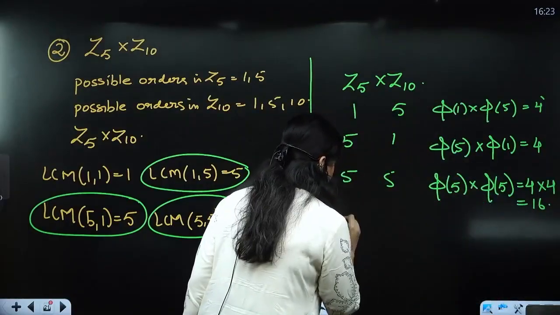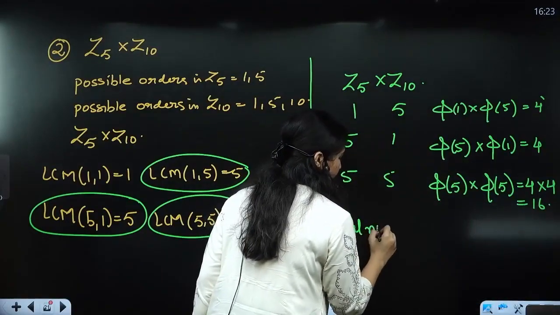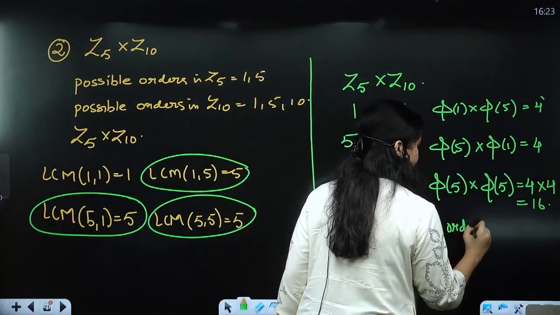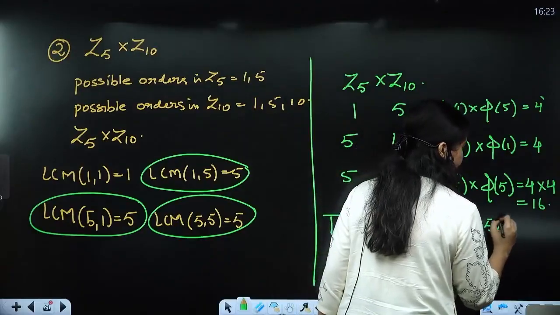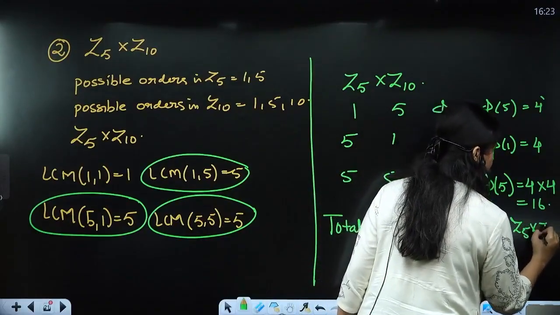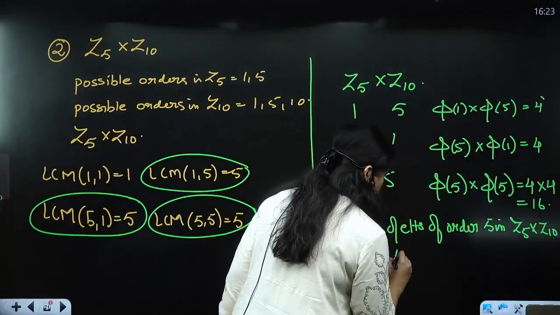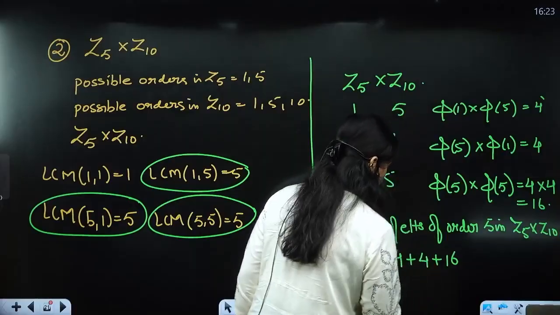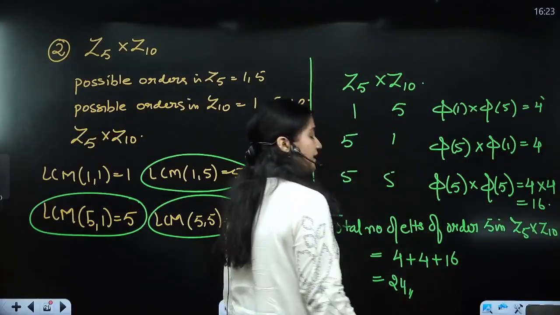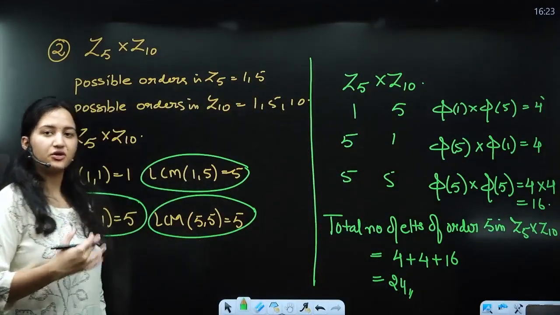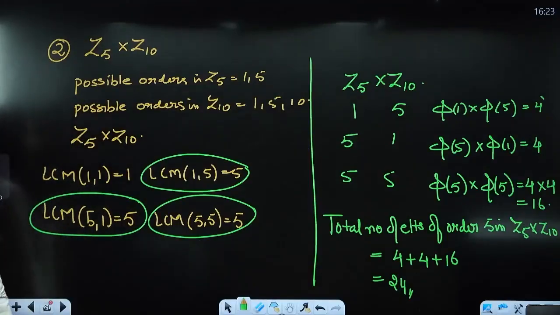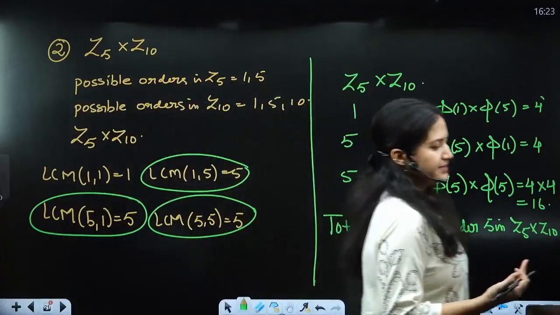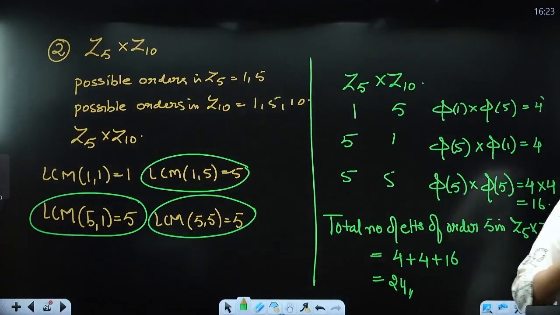So the total number of elements of order 5 in Z5 cross Z10 is going to be 4 plus 4 plus 16, which is 24. So there are 24 total elements which are of order 5 in Z5 cross Z10. Clear? चलो ये चीज़ें एग्जाम्पल से ही क्लियर होती हैं, ज़्यादा थ्योरी कुछ नहीं है इसमें, ठीक है.